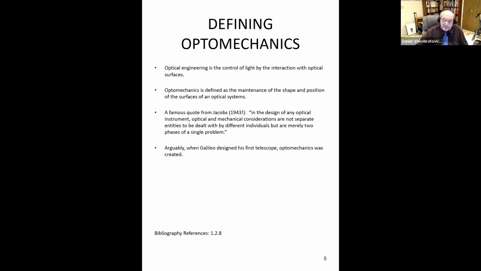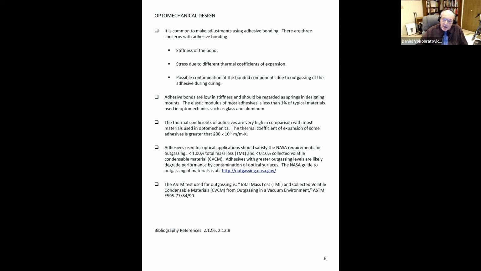The next slide shows a little bit of a flavor of this course. I'm going to be talking now very technically, and the topic I'm going to be talking about is the use of adhesive bonding in optomechanics. This is a topic that always seems to generate a lot of interest when I teach optomechanics. So for the next 15 minutes or so, I'm going to be talking about adhesive bonding, at a fairly technical level, to give you a flavor of how the course is organized and what sort of material you would be exposed to. So let's talk about adhesive bonding.